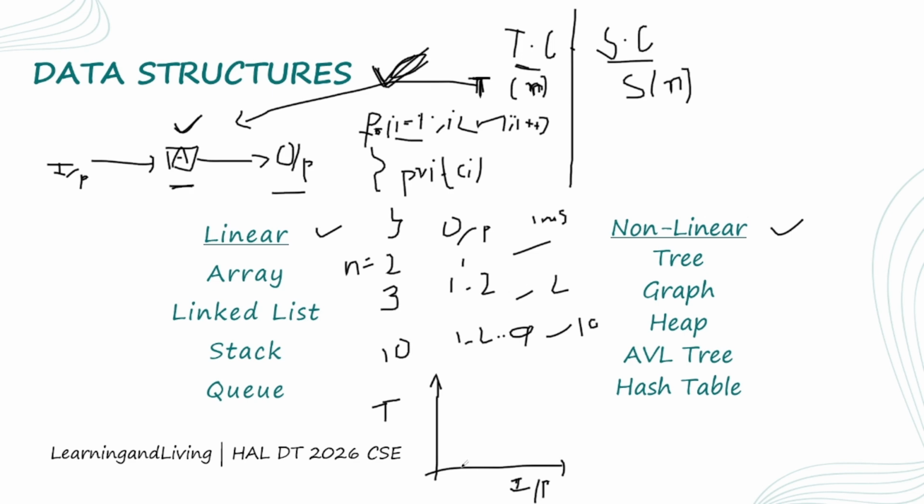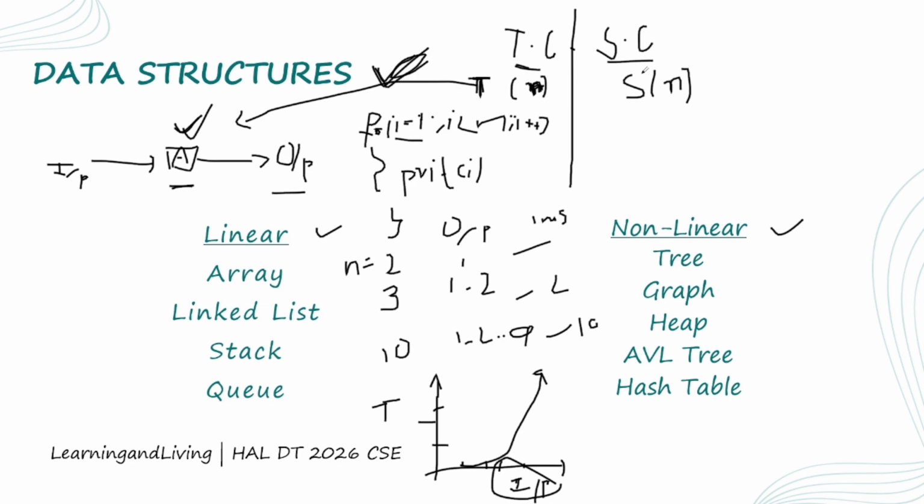As the input is increasing 1, 2, 3, 4, our time is also increasing. So it is moving like this. This is always increasing. So our time complexity is depending on our input size. That is the reason we defined time complexity as the amount of time an algorithm takes to complete based on our input size.